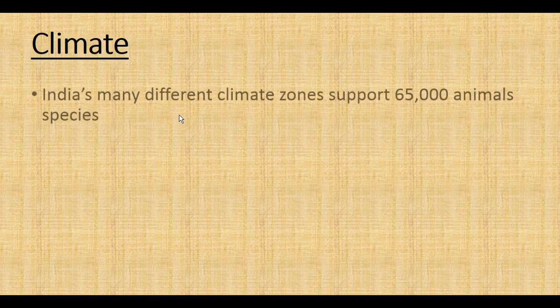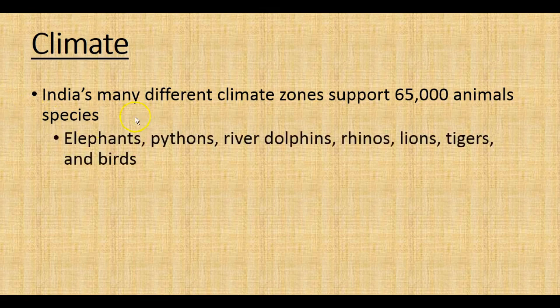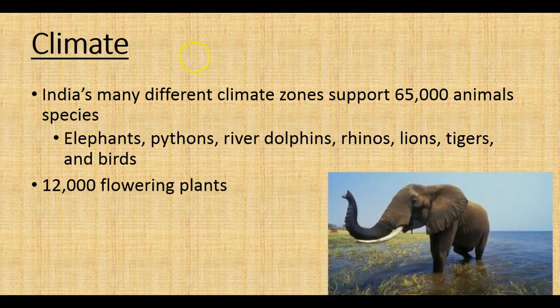Okay, going into the climate of India. This reads that India's many different climate zones support 65,000 animal species. So India is home to many different kinds of animals. Examples of these animals are elephants, pythons, those are snakes, river dolphins, rhinos, rhinoceros, lions, tigers, and not bears, but birds. There are 12,000 flowering plants, and I'm going to show you some pictures, okay?